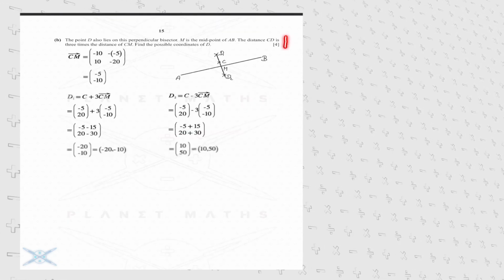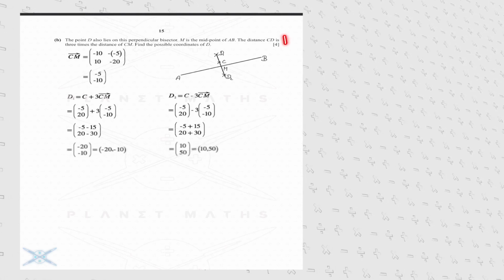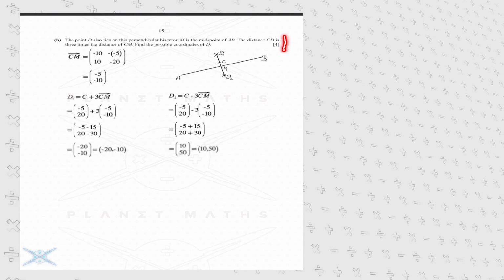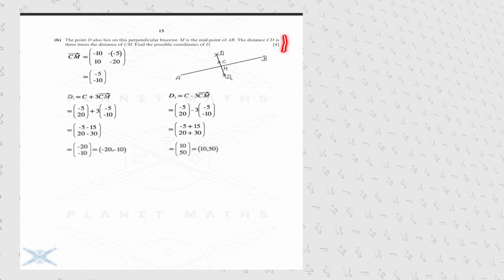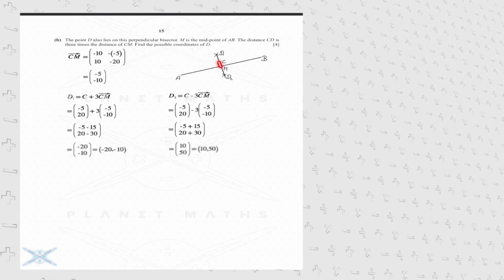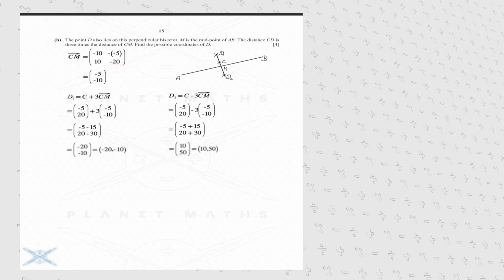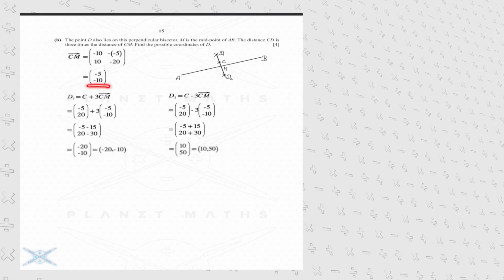In part B of the final exercise of this exam paper, it is stated that point B also lies on the perpendicular bisector. M is the midpoint of AB. The distance CD is 3 times the distance of CM, and we're supposed to find the possible coordinates of D. So in step 1 we will determine the vector CM by subtracting the coordinates of C from the coordinates of the midpoint of AB, receiving -5, -10.